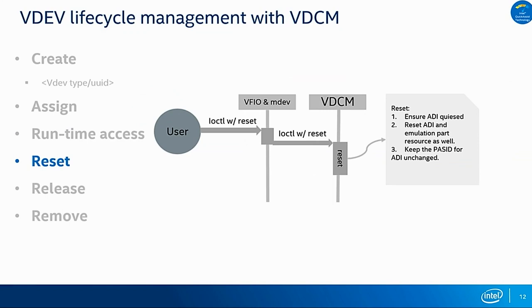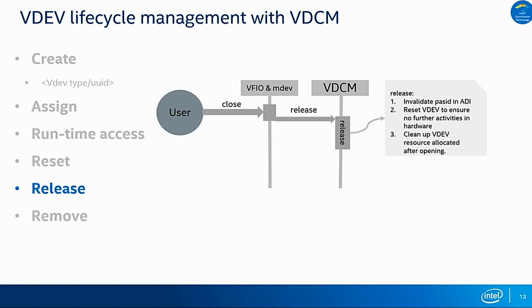Let's talk about the reset. How do we reset a virtual device? Reset comes with ioctl operations, and to respond to this action, we need to make sure the hardware resource is quiesced, which means no further actions in the hardware. We also need to reset the hardware MMIO registers and also some emulation resources for this virtual device. And as noted, we need to keep the PASID for this ADI unchanged because the device is still active.